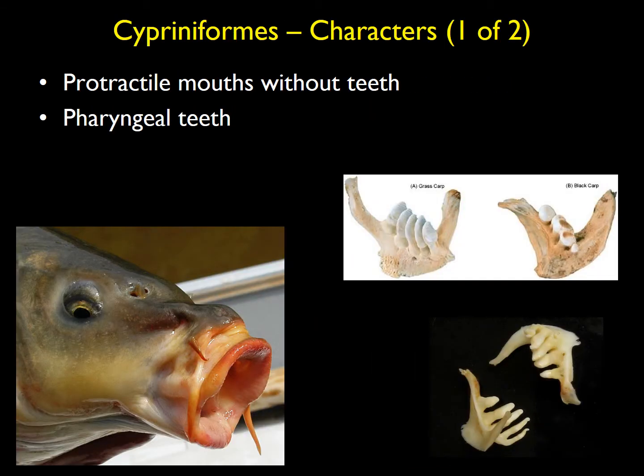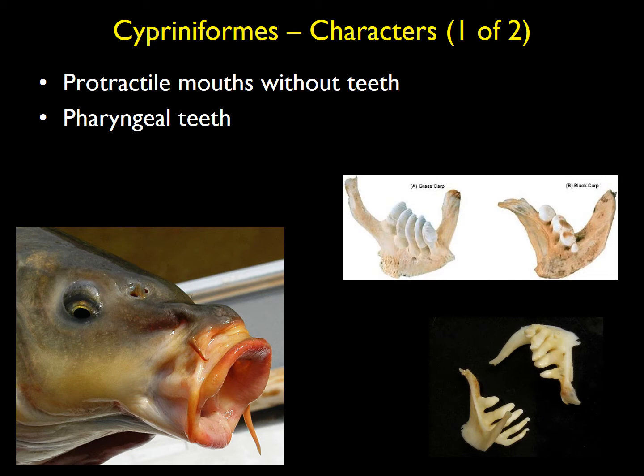So a little bit about what makes Cypriniformes Cypriniformes. First of all, they don't have any teeth, so they have these protractile mouths without teeth. And the reason they don't have any teeth in their mouth, but they're still able to break down their food, is because they have teeth in their throat. These are called pharyngeal teeth, and there's a couple examples of them to the right. And these can be pretty substantial.